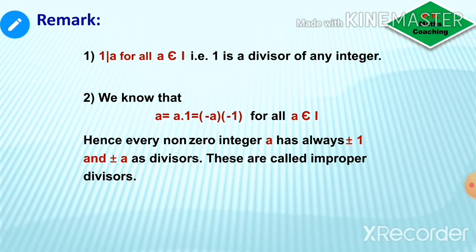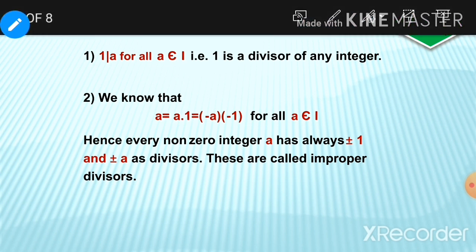The second one, we know that a is equal to a into 1, which is equal to minus a into minus 1, for all a belonging to I. That means we can write this a either as a into 1 or minus a into minus 1. Hence every non-zero integer a always has plus minus 1 and plus minus a as divisors, because we can write a in this way. That means every non-zero integer a has plus minus 1 and plus minus a as divisors.